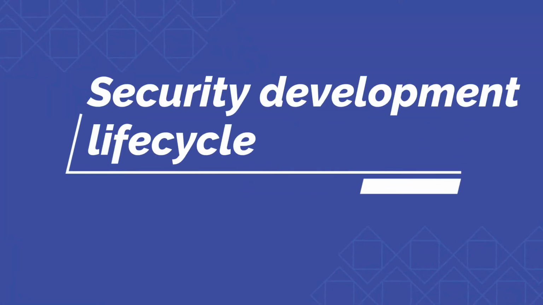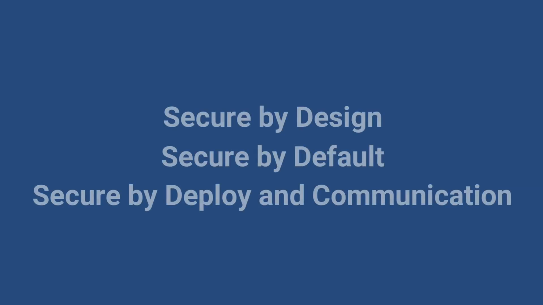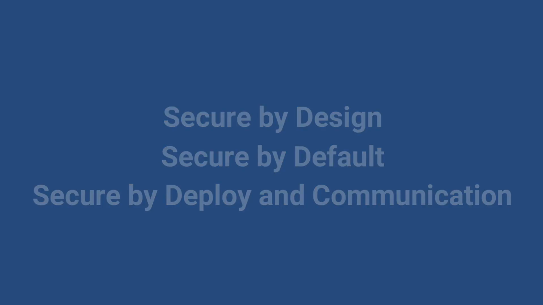The second one is security development lifecycle. Microsoft came up with the security development lifecycle. It follows secure by design, secure by default, and secure by deployment and communication. This helps in reducing the overall risk. By using the security development lifecycle, Microsoft attempts to reduce vulnerabilities.